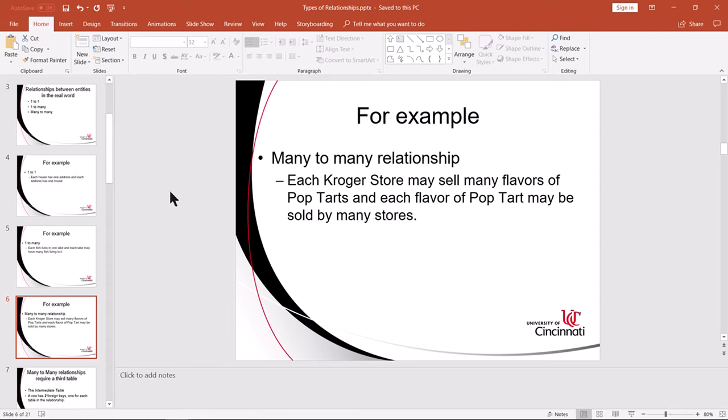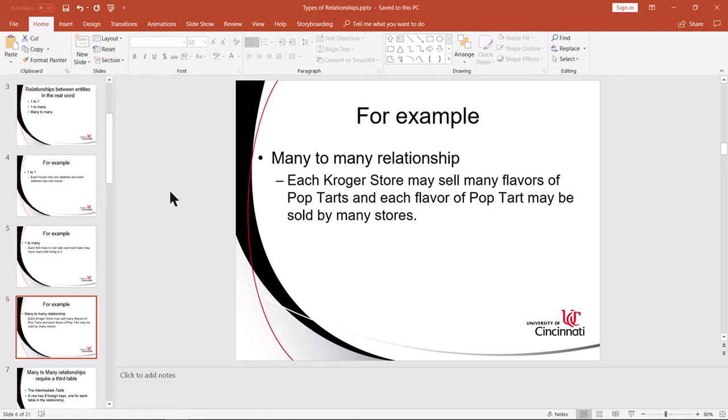So store A might sell cherry and grape and frosted and plain, and the cherry Pop-Tarts may be sold in many different stores across the Kroger store chain. You can think of each store as being a row in a table, and each flavor of Pop-Tart as being a row in a table.